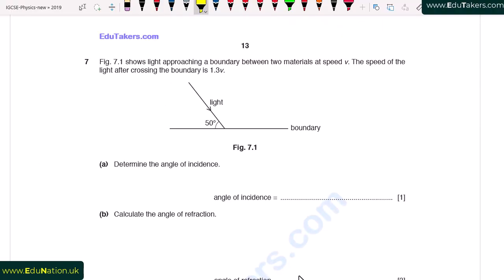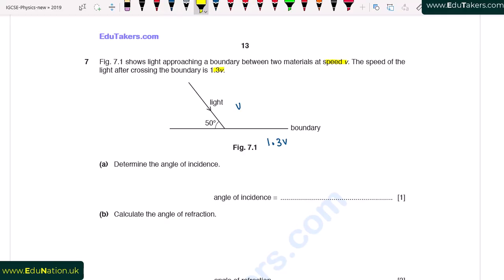Question number 7. Figure 7.1 shows light approaching a boundary between two materials at speed v. The speed of light after crossing the boundary is 1.3 v. So here it is given that in this medium speed is v, while when this ray, that is light ray, crosses the boundary, then its speed will be equal to 1.3 v.